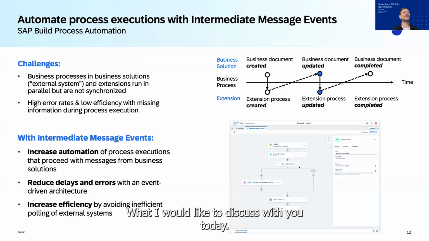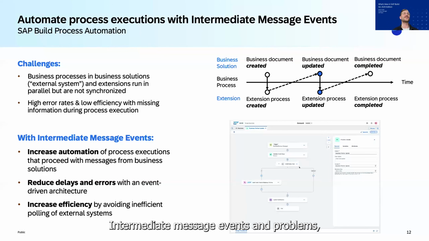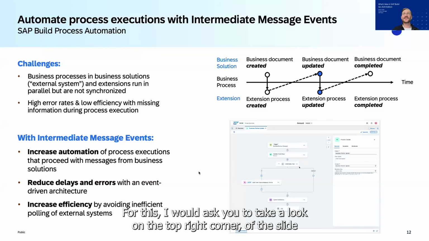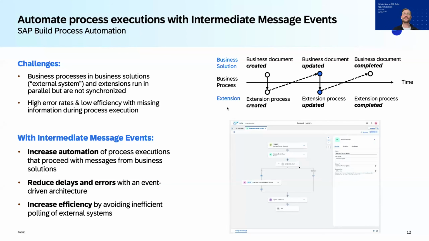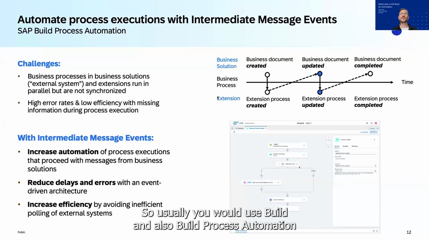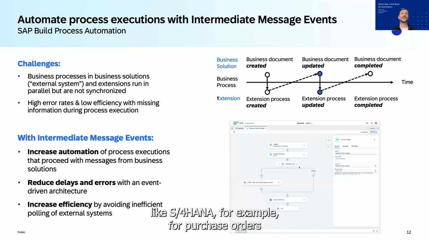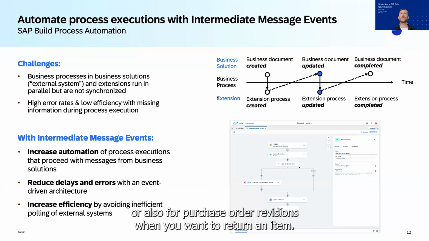What I would like to discuss with you today are intermediate message events and which problems they can help you solve in your extension scenarios. For this, I would ask you to take a look at the top right corner of the slide to explain the problem a little bit better. So usually you would use Build and also Build Process Automation to extend, as Ashmi also explained, your available business solutions like S/4HANA, for example, for purchase orders or also for purchase order revisions when you want to return an item.